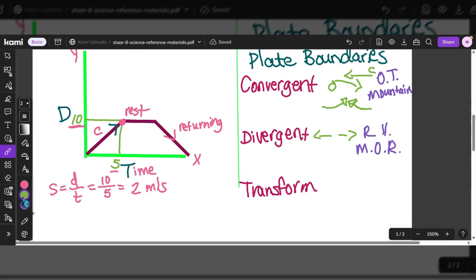Transform boundaries slide past each other. So the San Andreas fault line in California looks like this, and it creates fault lines. And for all of these, any type of movement, you're going to feel an earthquake.